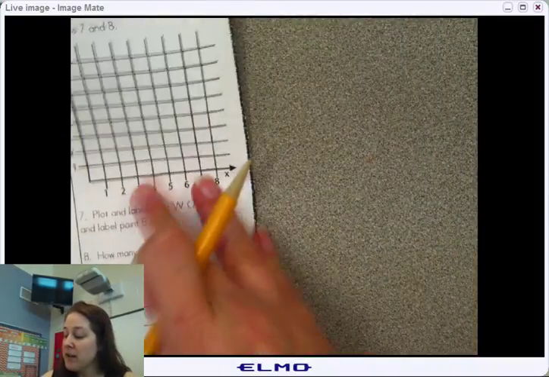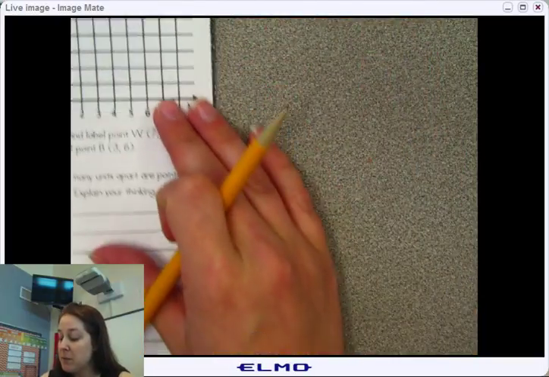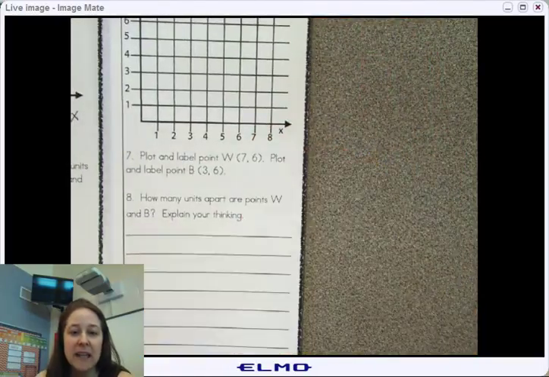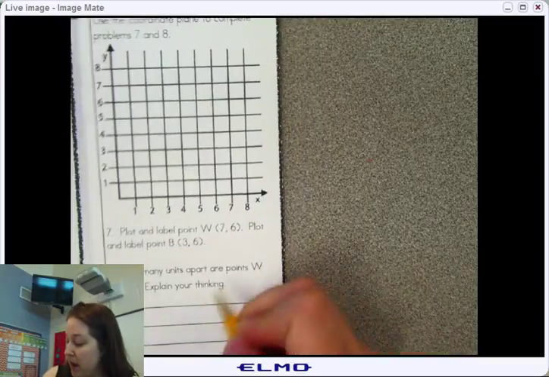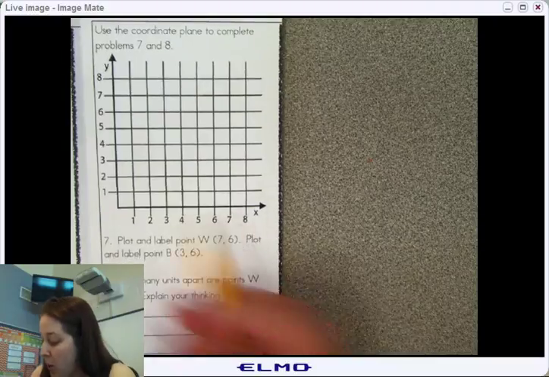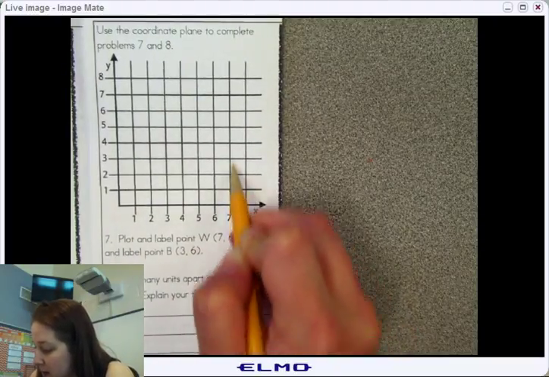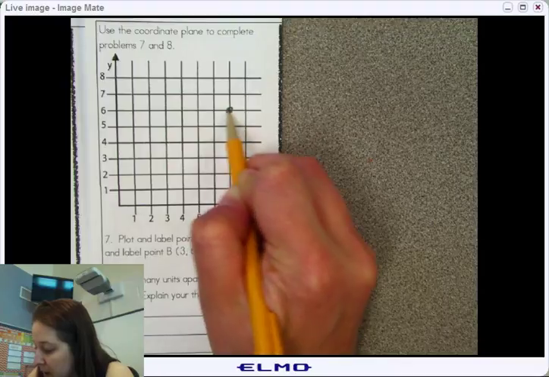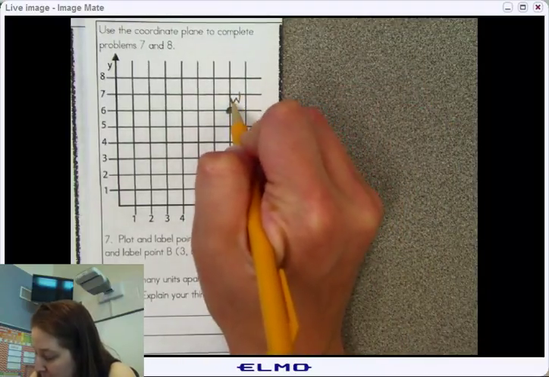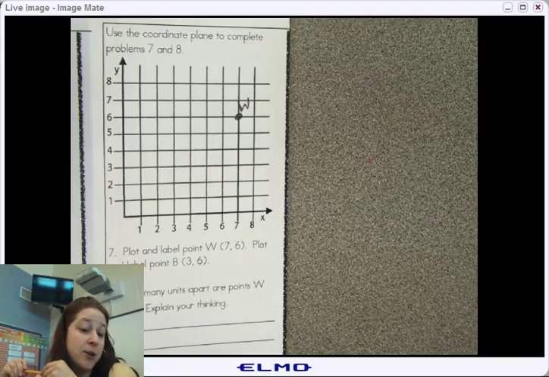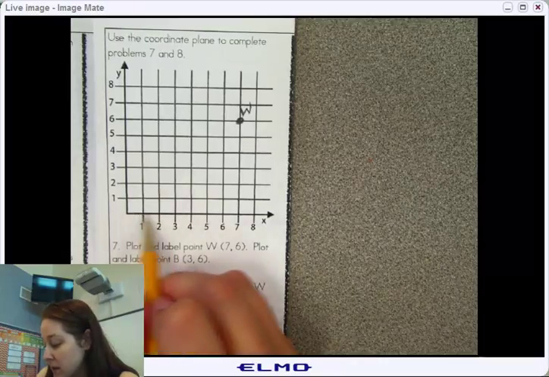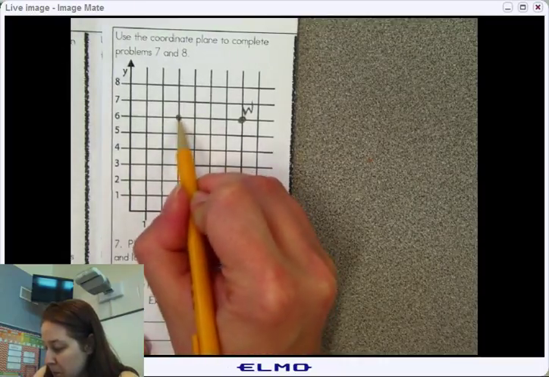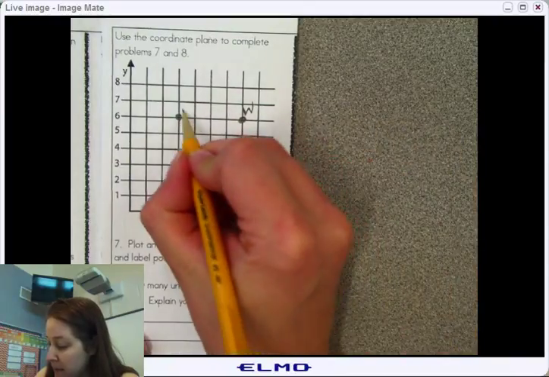Okay. We're looking at this one right here. Use the coordinate plane to complete the problem 7 and 8. It says plot and label W (7, 6) and plot and label point B (3, 6). Okay, so I'm going to plot this because it'd be too hard to put in a puzzle. So you're going to go over 7, and I'm going to go up 6. And so I'm going to go right here. And that's W. And if I'm moving too fast at any time, you know you can pause me and keep going. Plot label B at 3, 6. Go over 3, go up 6, and this is plot B.